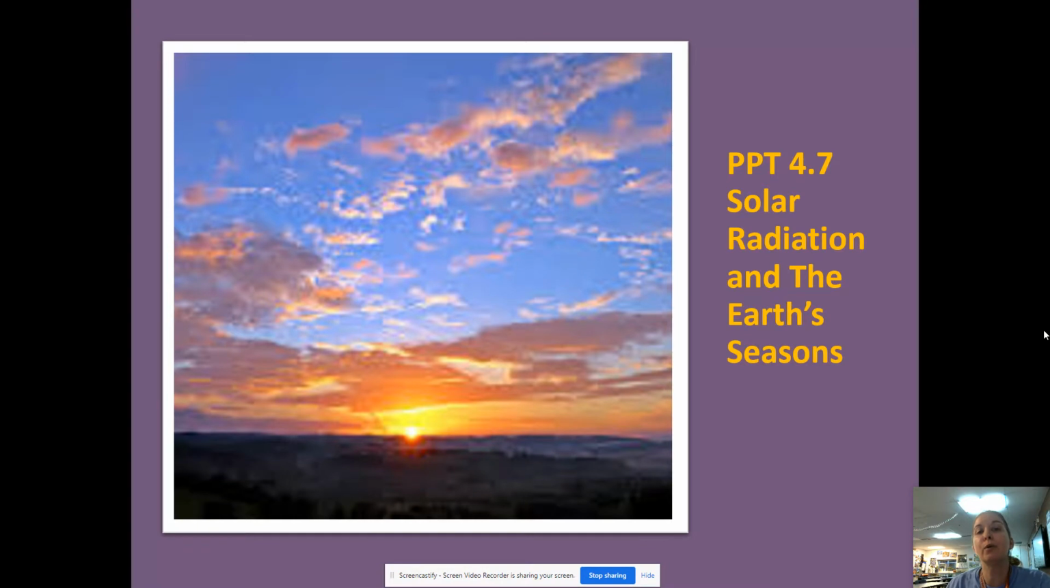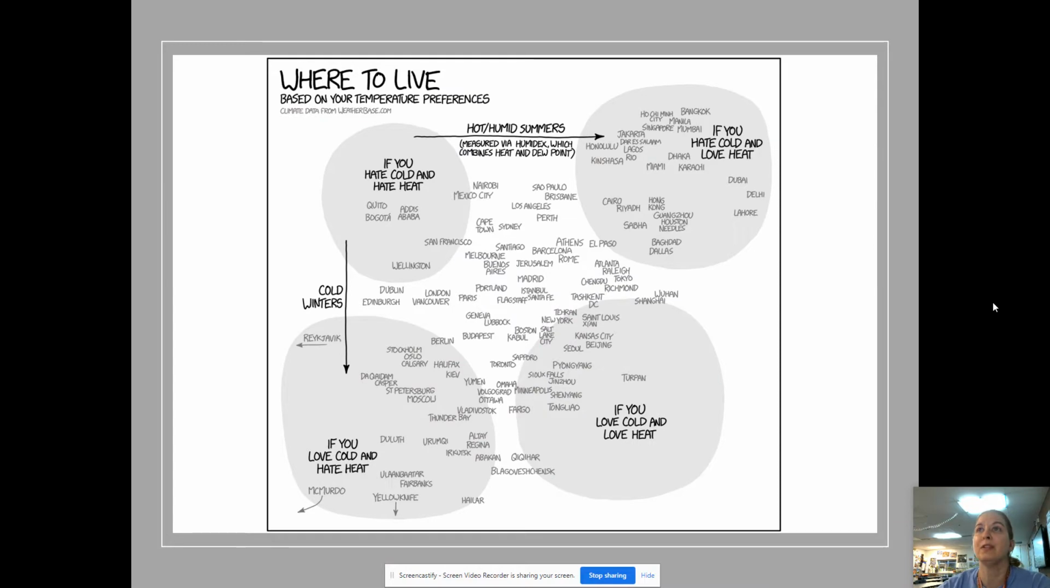We're going to look at solar radiation, the sun, and Earth seasons. So here we go. Here's a nifty little graphic. If you hate cold and hate heat, where you might want to live. If you hate cold and love heat, love cold and love heat, or love cold and hate heat. You are crazy people. I'm over here. I need my warm weather. I'm already missing the summer.